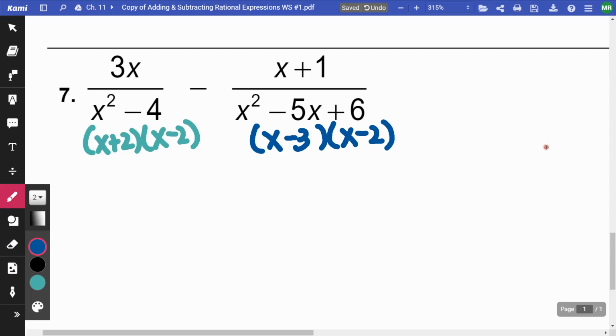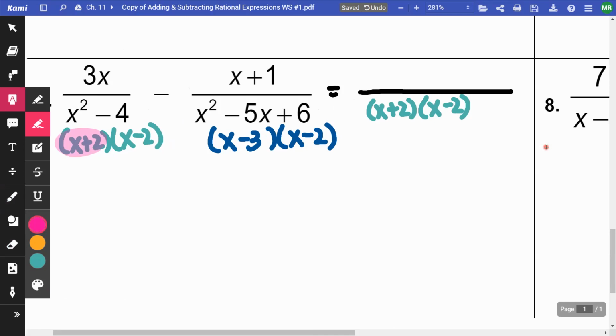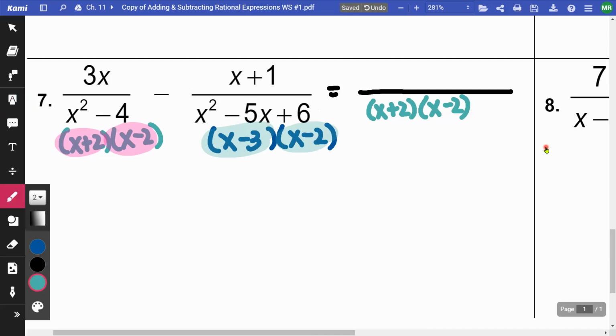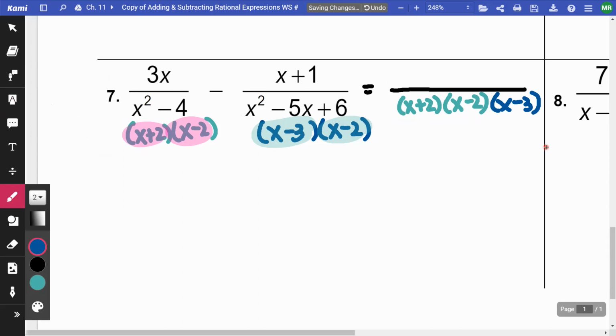So when I'm trying to get a common denominator, from my first fraction, I need an x plus 2 and an x minus 2. From my second fraction, I need an x minus 3, which I don't have. And I need an x minus 2, which I already have. So the only thing I needed was an x minus 3. So when I'm doing this, I'm going to be multiplying the top and bottom by x minus 3.